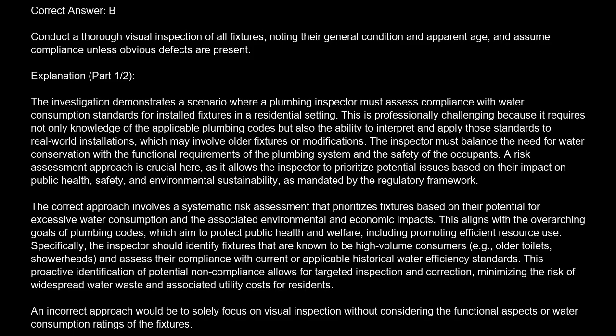The correct answer is B. Conduct a thorough visual inspection of all fixtures, noting their general condition and apparent age, and assume compliance unless obvious defects are present. Explanation. The investigation demonstrates a scenario where a plumbing inspector must assess compliance with water consumption standards for installed fixtures in a residential setting.